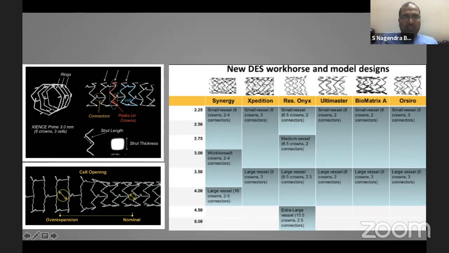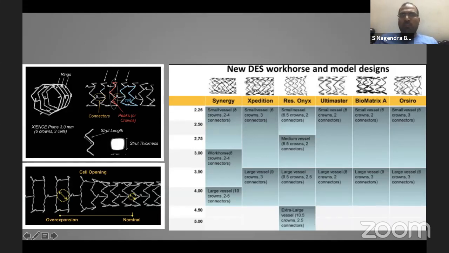So this is the normal size of the stent. This is the crown, this is the connector. Normally three connectors. If you see here, as the stent becomes bigger and bigger, there are only 2 to 4 connectors here, 2 to 4 connectors here. There are 5 connectors, there are 3 connectors here, and 3 connectors here. The crowns are going to be 6 here, and 9 here. So the more the crowns, the more the metal, and it can expand very well. That is the reason larger stents have 9 crowns. In smaller stents there are only 6 crowns.